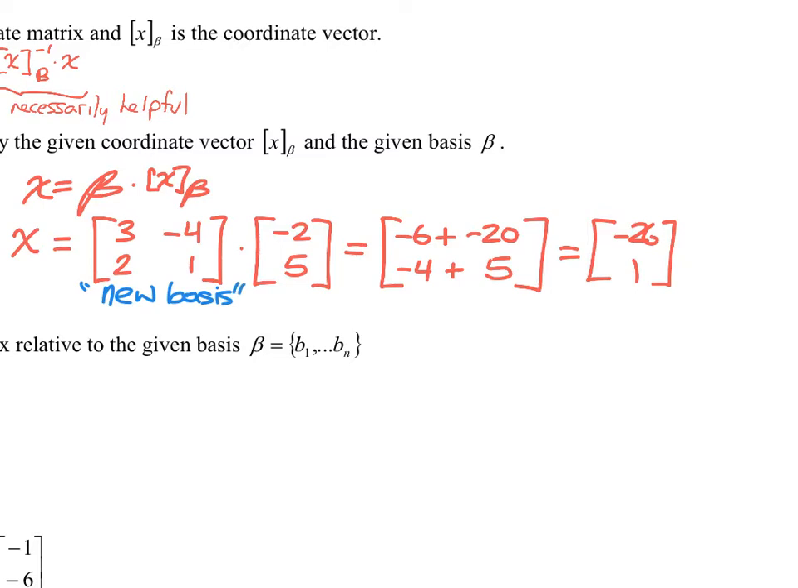Ordinarily it would be 1, 0, 0, 1, so usually it's i and j because we're in 2-space here. So i, which is 1, 0, became 3, 2. j, which was 0, 1, became negative 4, 1. This is my new basis. I have a new system that's based off of these two vectors as its defining attributes. Now this is where it gets a little weird. Call this beta world.